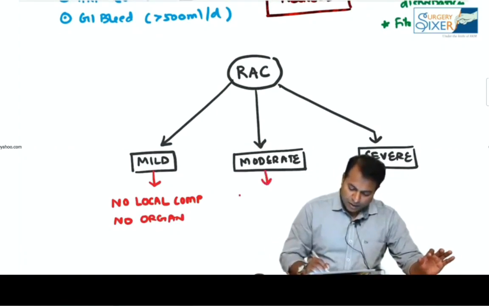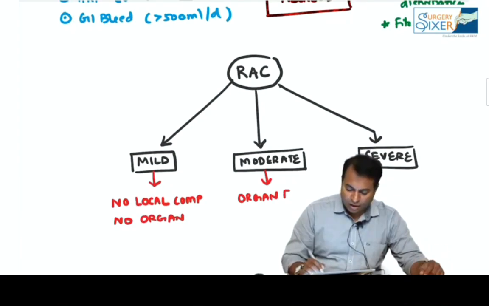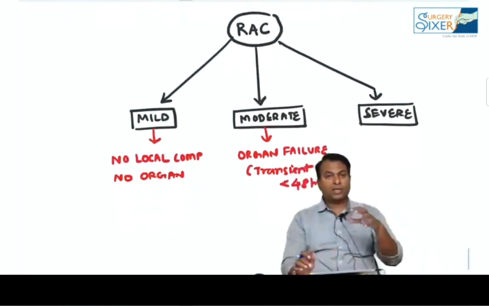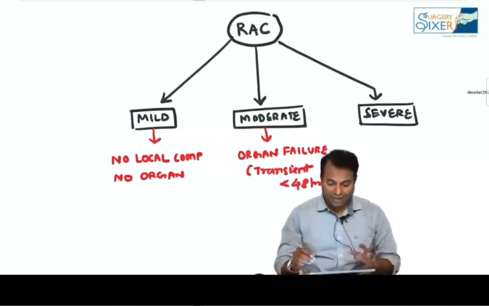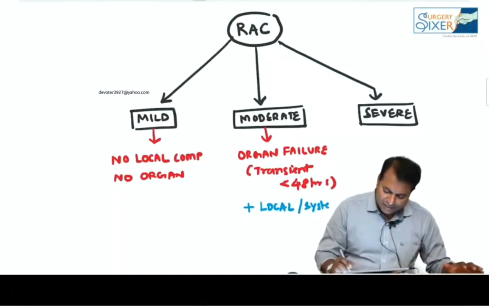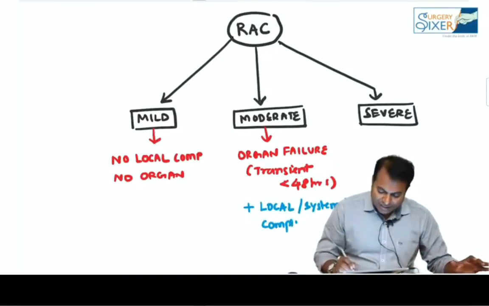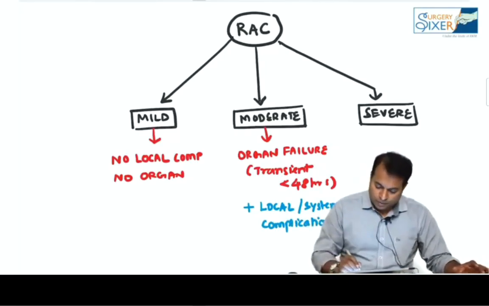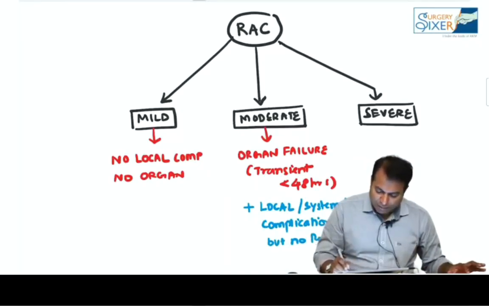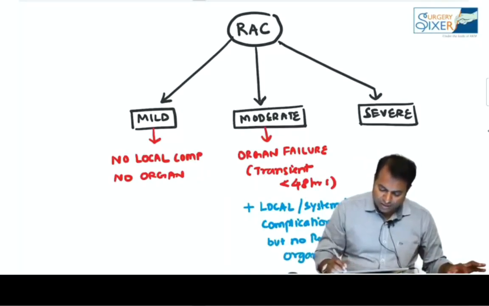Moderate: there is organ failure present, but it is a transient failure. What do you mean by transient? It resolves in 48 hours on resuscitation. Resolving in less than 48 hours is known as moderate acute pancreatitis, and they may be associated with local or systemic complications, but there is no persistent organ failure. Please remember that. So the patient becomes normal in 48 hours.